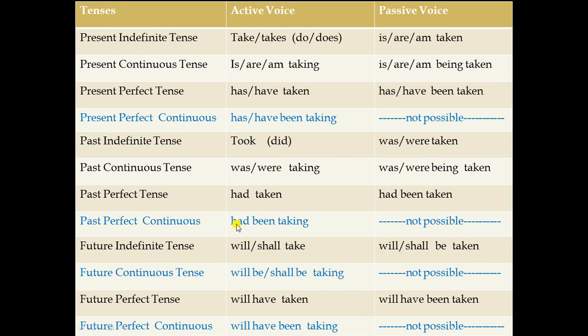You can also see that I have turned some of the tenses blue. Why? Because these four tenses, present perfect continuous tense, past perfect continuous tense, future continuous tense, and future perfect continuous tense, cannot be converted into passive voice. This is why you can see not possible written in passive voice there.